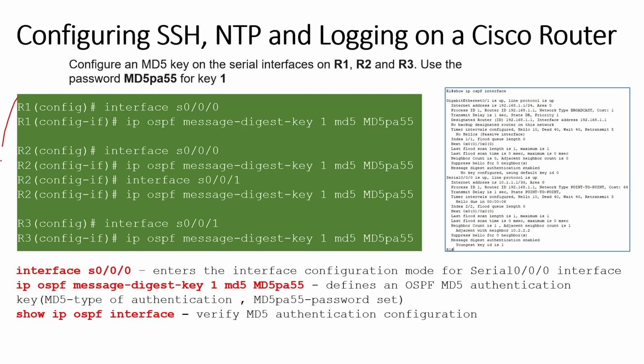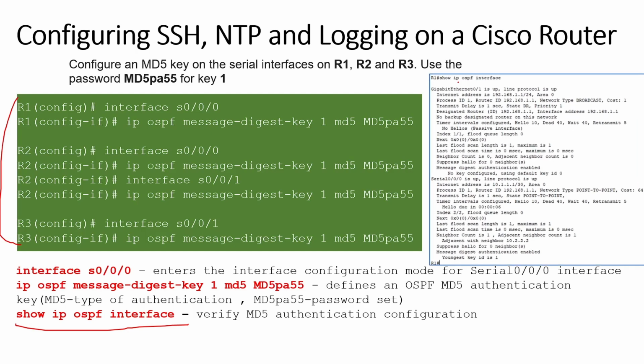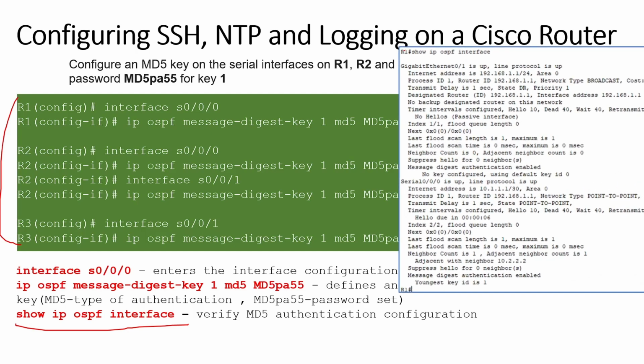After you have configured this, to verify that what you have configured is working properly, you do this command, show ip ospf interface, and this will display on your router. So this will have differences on R1, R2, R3, and this shows that you have configured your MD5 authentication.